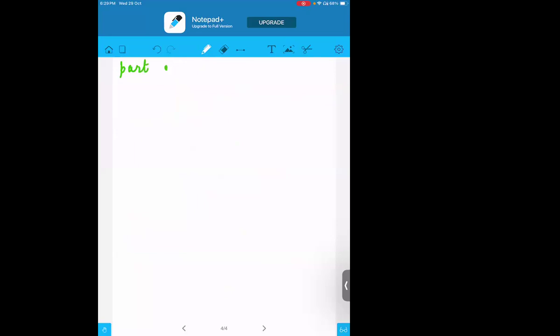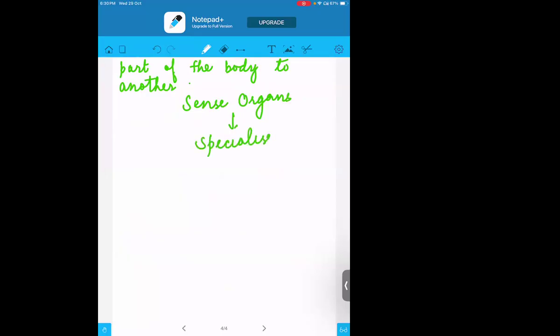So in this, who will be playing the major role? The sense organs will be playing the major role. And in the sense organ, how do they do that? Sense organs do that because they have specialized cells in them which are called receptors.